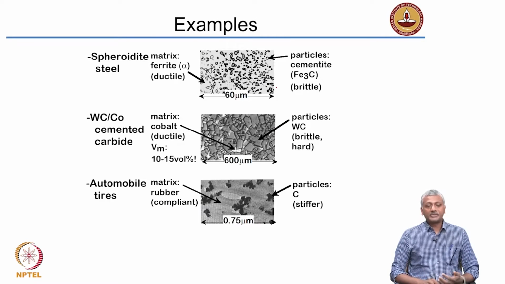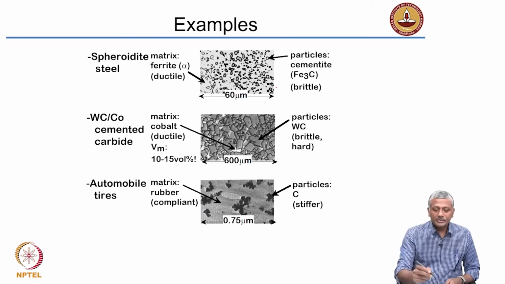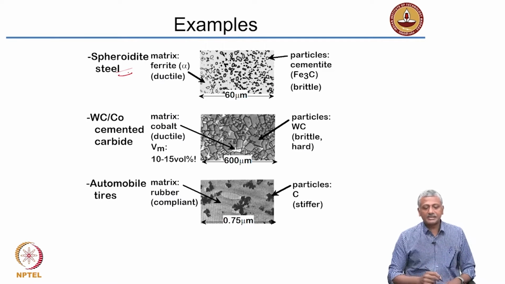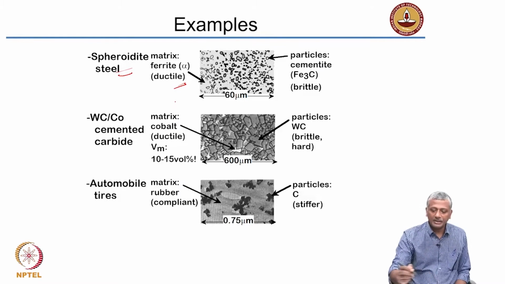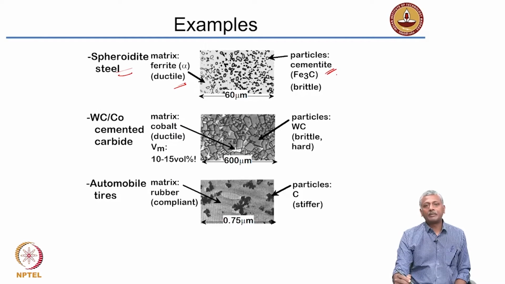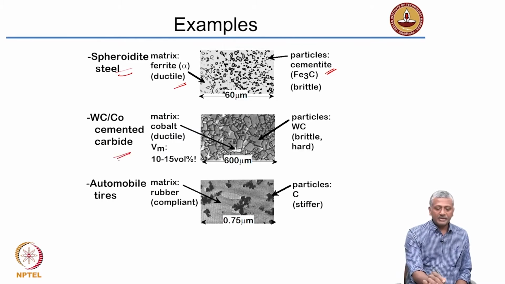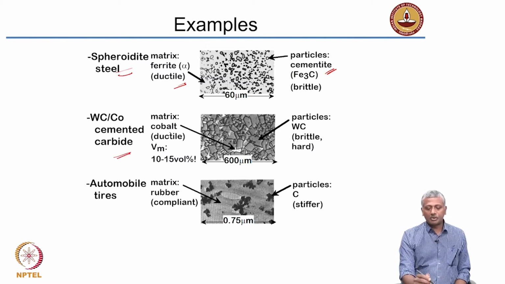Again, some examples from the steel microstructure are given here. This is a spheroidite steel. Spheroidite steel has a matrix of ductile ferrite alpha phase, again something which you would have learned previously in your steel lecture, and then there are particles of cementite, which is Fe3C or iron carbide, which are embedded in this matrix. When you have a cemented carbide, you have a matrix which is cobalt, which is ductile, and you have particles of tungsten carbide, WC, which are embedded into this cobalt.